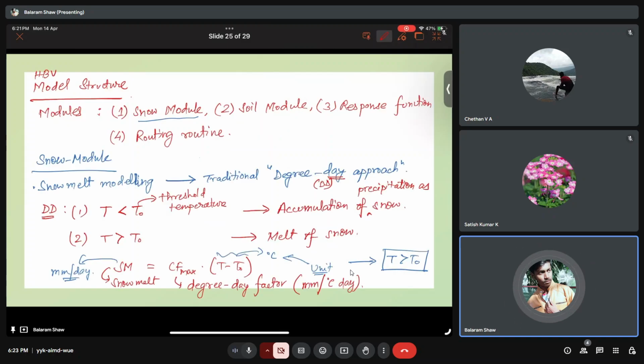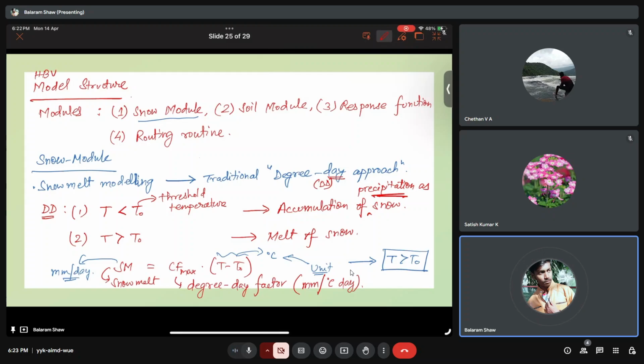Okay, so here you see accumulation of precipitation as snow. So precipitation is coming as snow, right? This is when the temperature of that day is less than the threshold temperature. Now what happens? Let's say temperature increases for the next day.